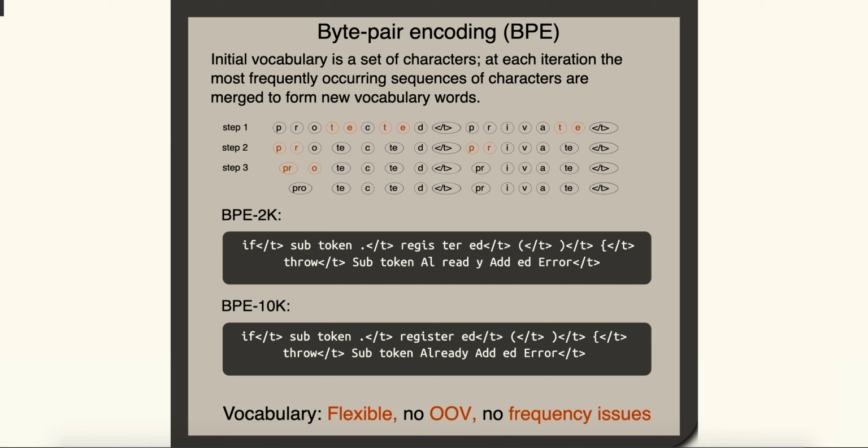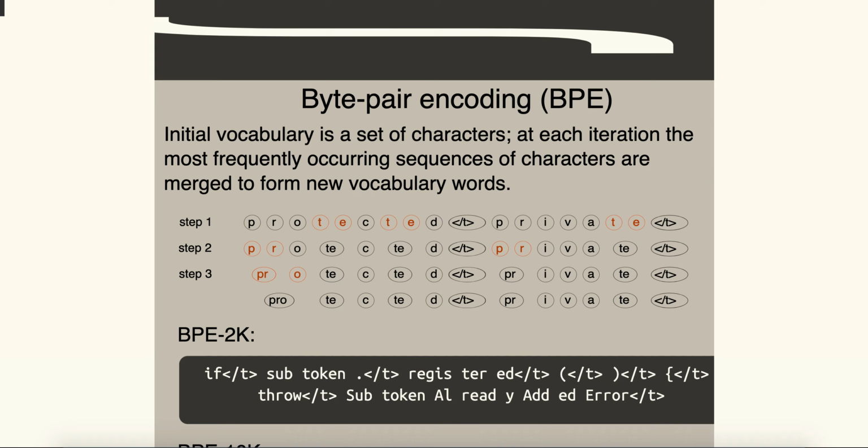With BPE, the vocabulary size can be specified as an input. The algorithm then works as follows. It starts with the vocabulary, which is a set of all characters in the corpus. Until the vocabulary reaches the specified size, at every iteration, BPE merges sequences of characters that occur most often to form new vocabulary entries. Resultant tokens are frequent, and there are no OOV.